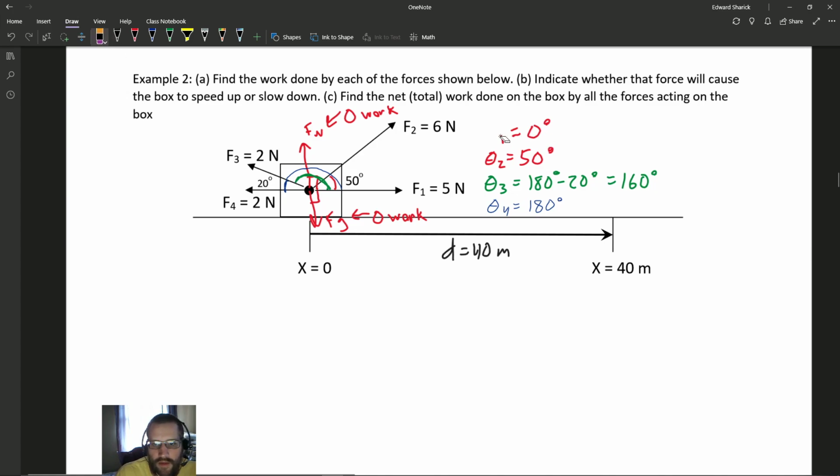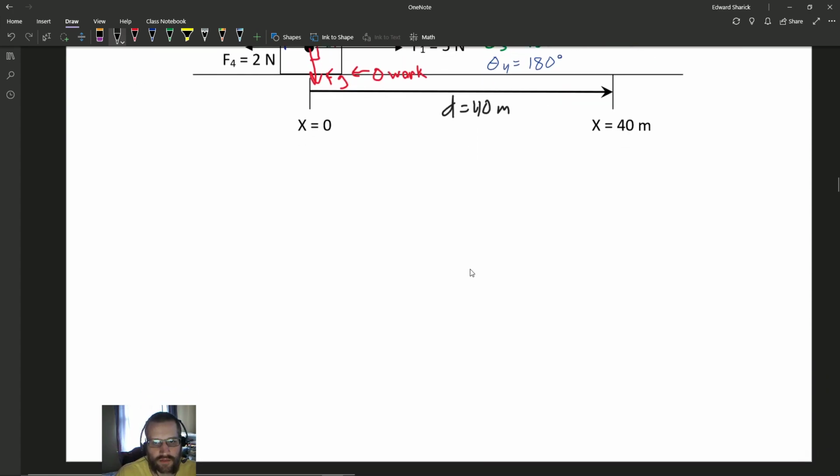This is kind of like OCD here, bothering me. I'm gonna use a different color for each one. Theta 1 equals 0 degrees. All right. So each one has its own angle, each one has its own force value, and they're all using the same distance value. So now it's just plug and chug into our formula.